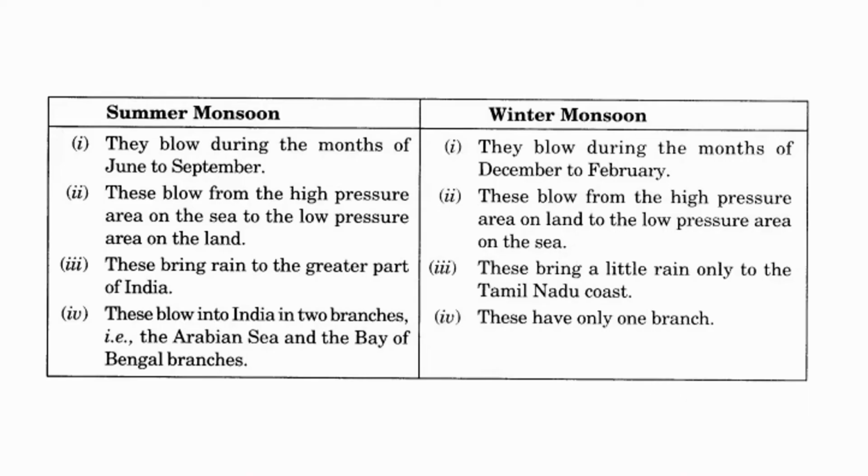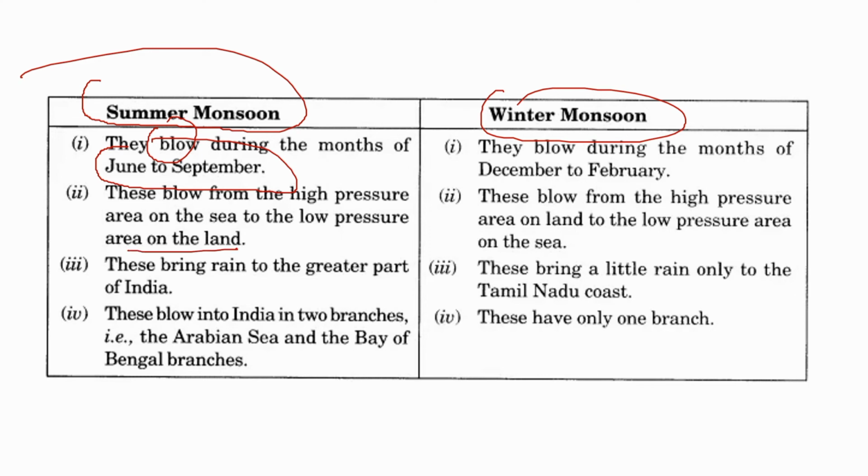So now let's look into the major contrast and difference between summer monsoon and winter monsoon. Summer monsoons blow from the months of June to September. This shows the duration of the flow. And they blow from high pressure on the sea to low pressure on the land. These bring rain to a greater part of India. These blow into India as two branches, the Arabian Sea branch and the Bay of Bengal branch.